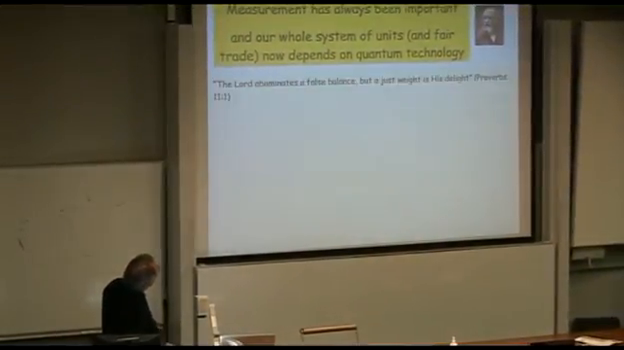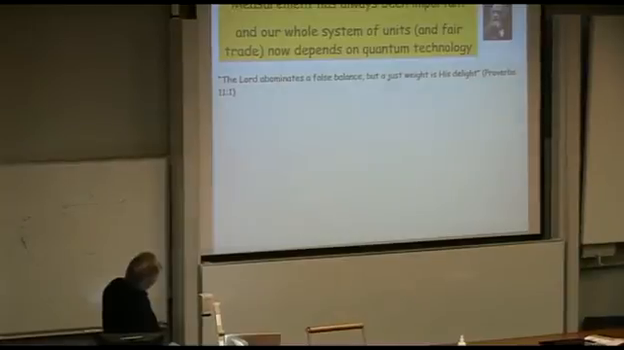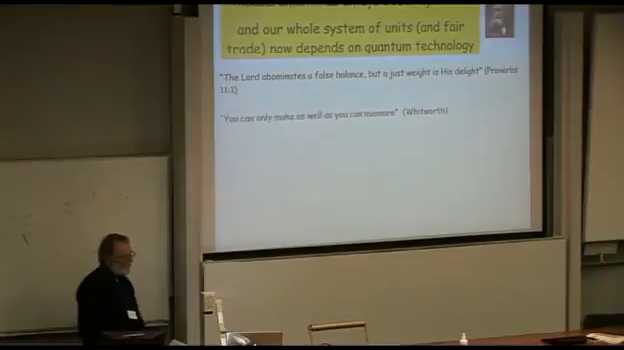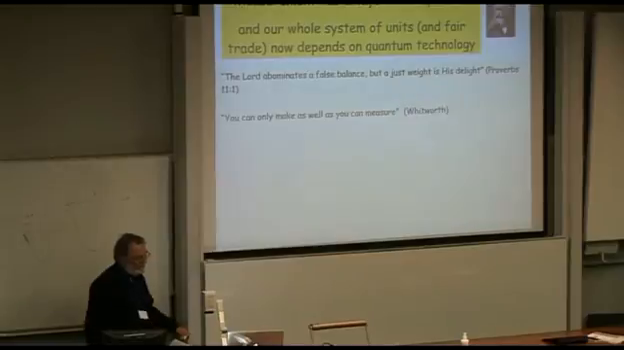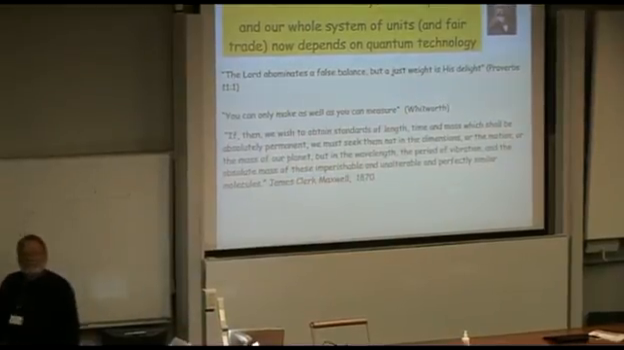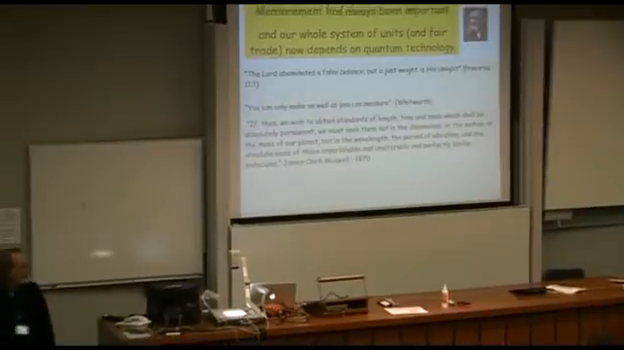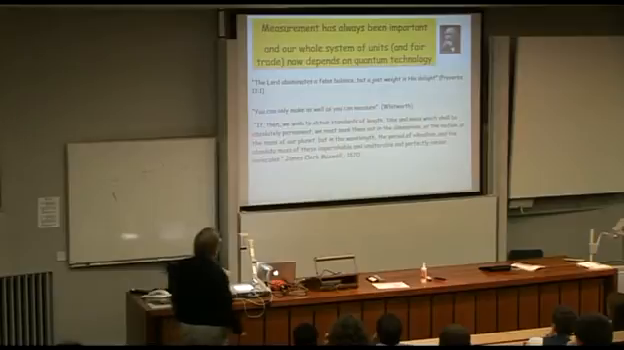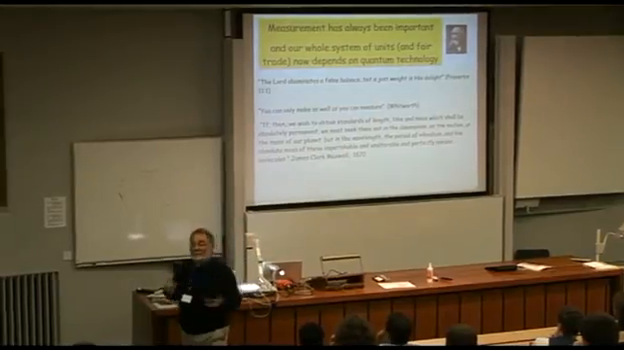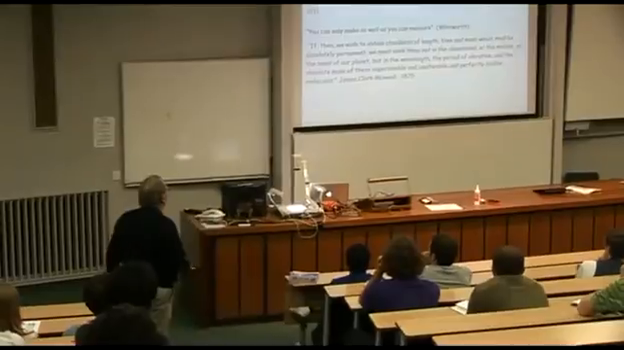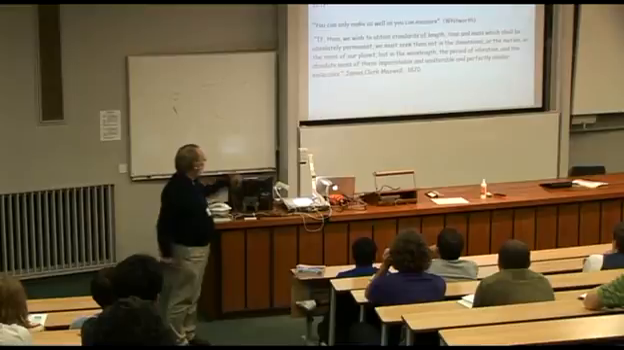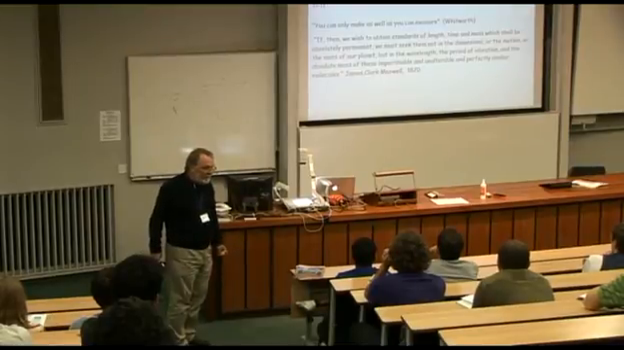Right. There's a nice one. The Lord abominates a false balance, but a just weight is his delight. That's the earliest one I could find in metrology, from Proverbs. Whitworth, he of the screw: you can only make as well as you can measure. But this is my favourite. This is from James Clerk Maxwell. And what Maxwell said is that if you want standards of length, time and mass which are absolutely permanent, then you don't do it in terms of artifacts. You link it back to something which is basically imperishable. He said basically atoms. We actually use the word molecule there, doesn't matter.